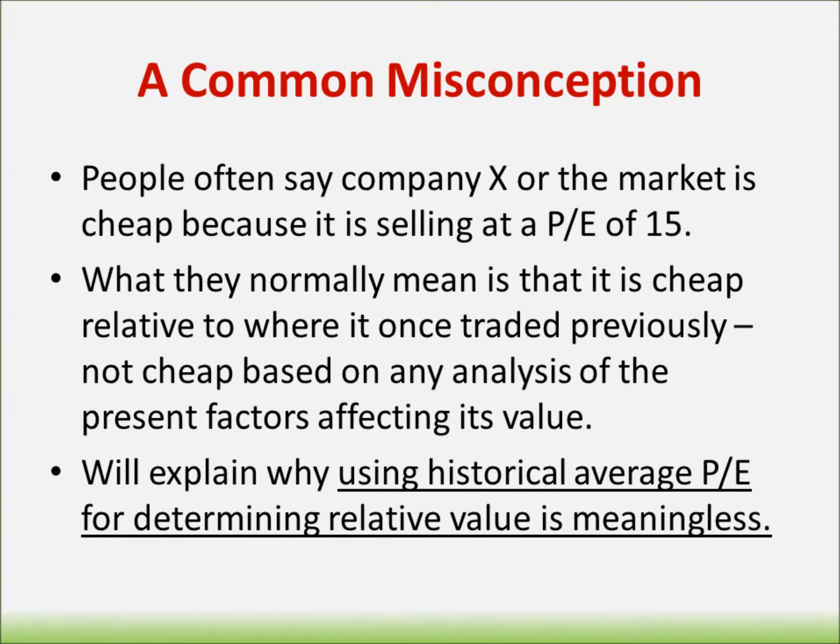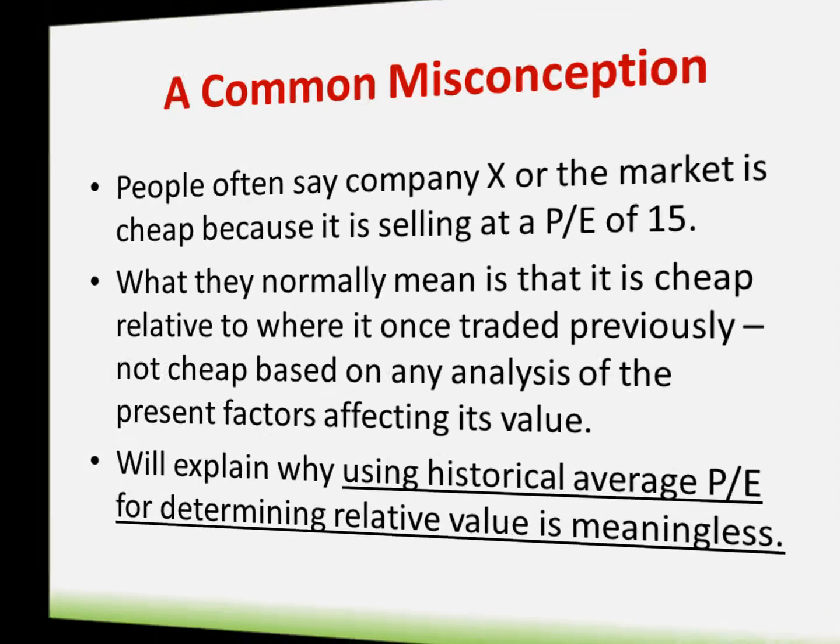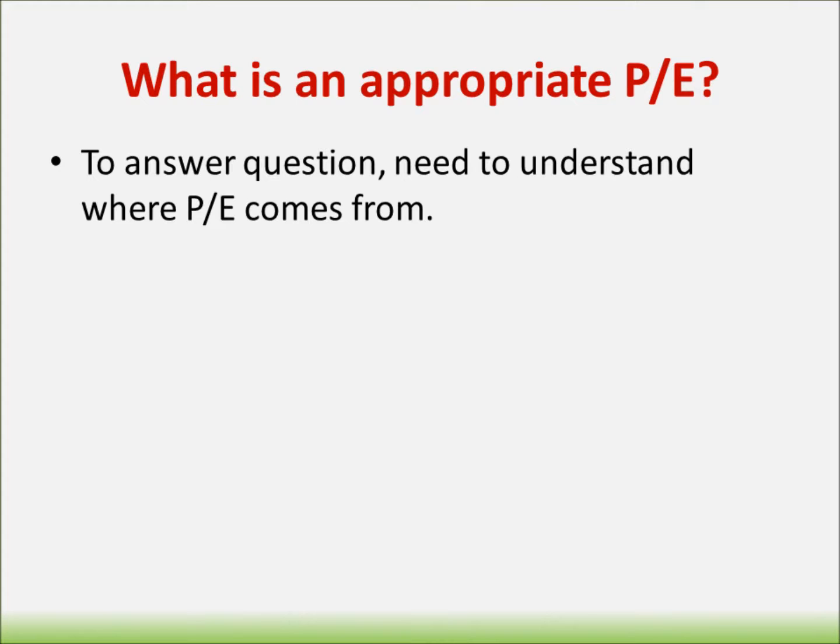A common misconception with PE is people often say company X or the market is cheap because it's selling at a PE of 15. Now what they normally mean is that it's cheap relative to where it once traded previously, not cheap based on any analysis of the factors affecting its present value. And we will explain why using historical average PE for determining relative value is meaningless. So what is an appropriate PE? To answer this question, we need to understand where PE actually comes from.